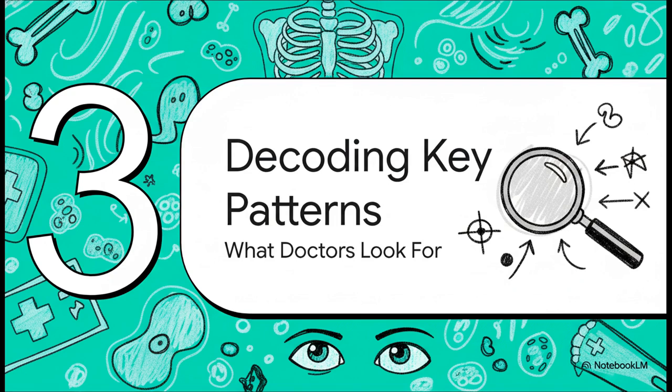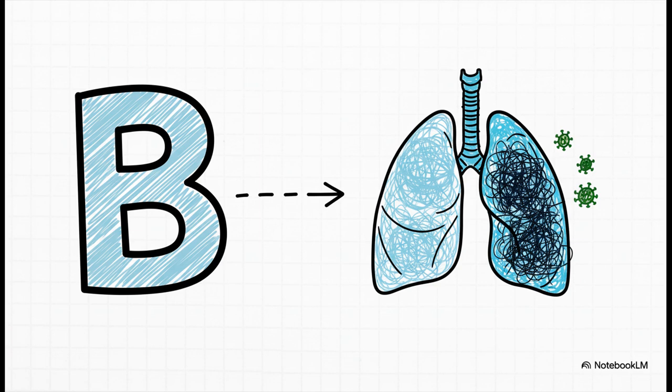Now, having a system is great, but its real power comes from knowing what you're looking for. Within each step of that ABCD check, doctors are on the hunt for very specific visual patterns. These are the telltale clues that point to major diagnoses. Let's start with B for breathing. One of the first huge clues a doctor looks for in the lung fields is something they call consolidation. And this pattern, it's a key sign that often points to an infection.